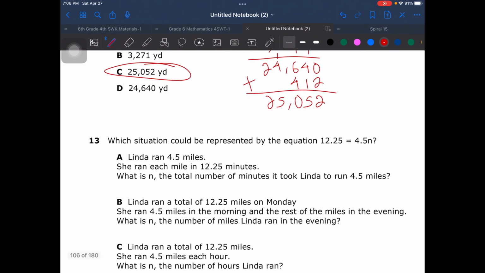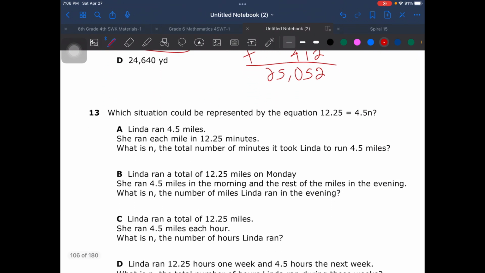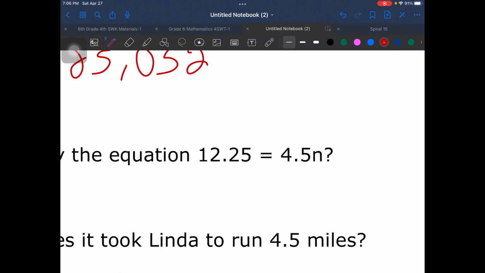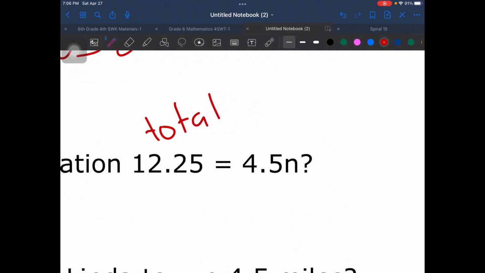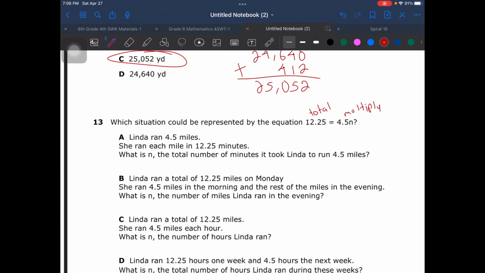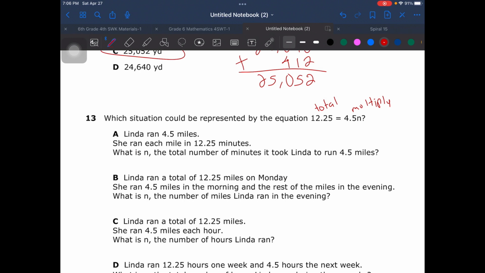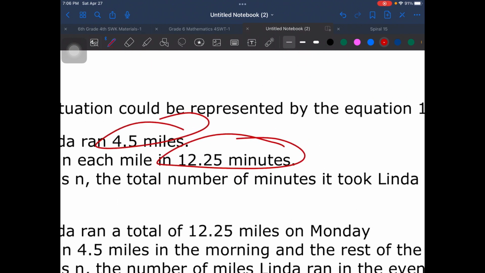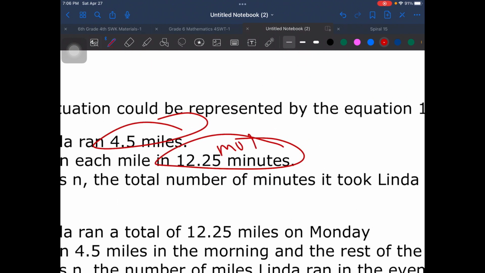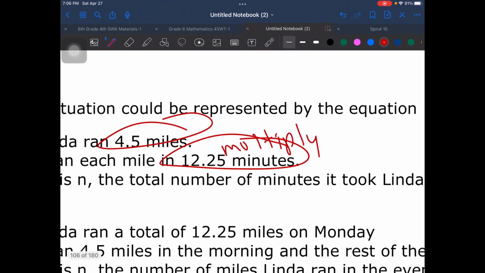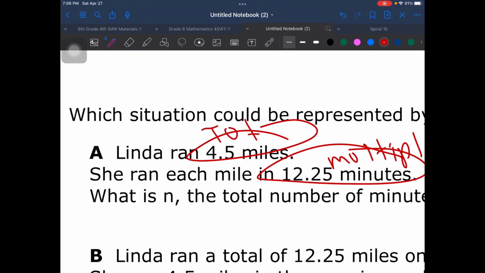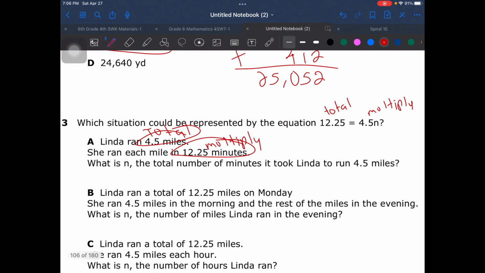Papita, ¿verdad? I know. Which situation can be represented by the equation 12.25 as the total, and then you're multiplying by 4.5. So, Linda ran 4.5 miles. She ran each mile in 12.25 minutes. So this one's saying you multiply by 12.25, and this is the total. So they have it backwards. Lo tienen al revés.